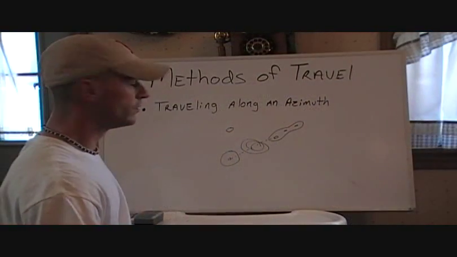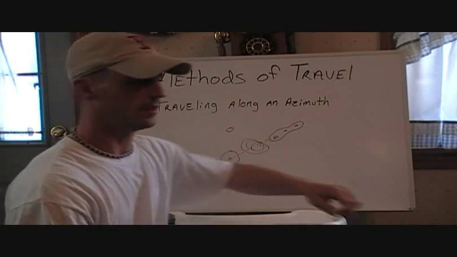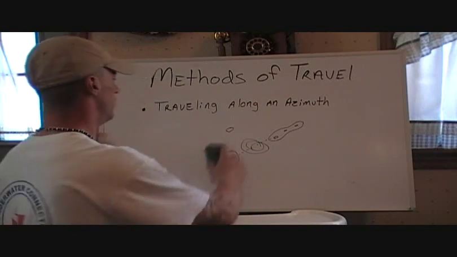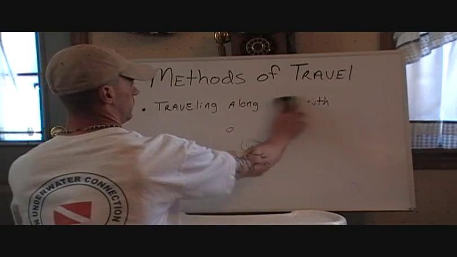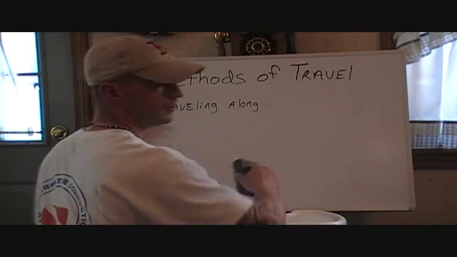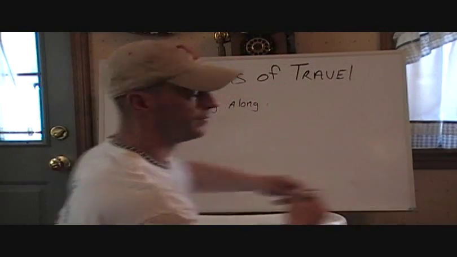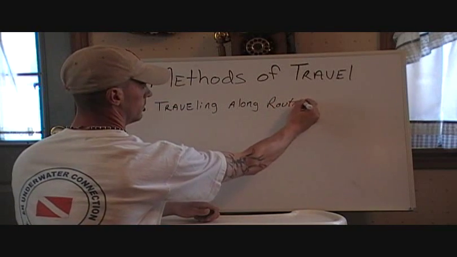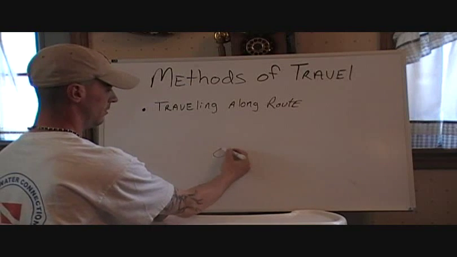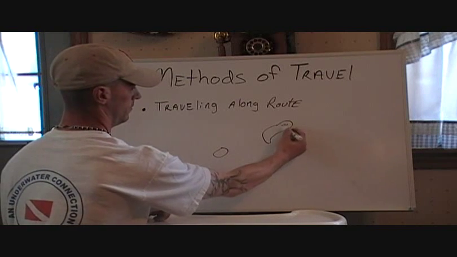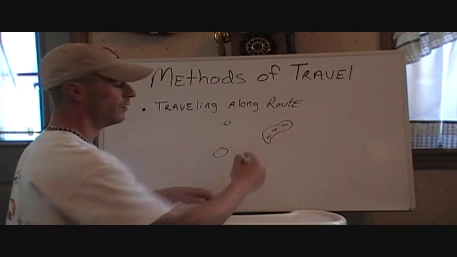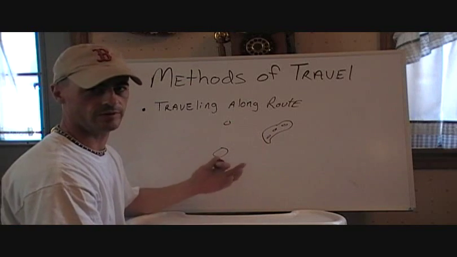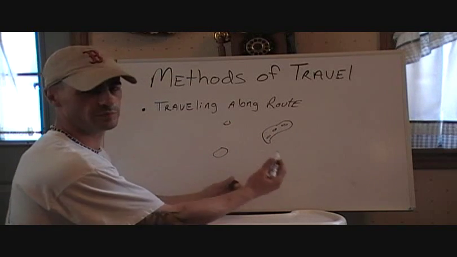So that covers traveling along an azimuth. The other one that we talked about was traveling along a route, which is exactly the same thing, only it's going to be a series of azimuths, that's all it is. So you've just plotted a route.